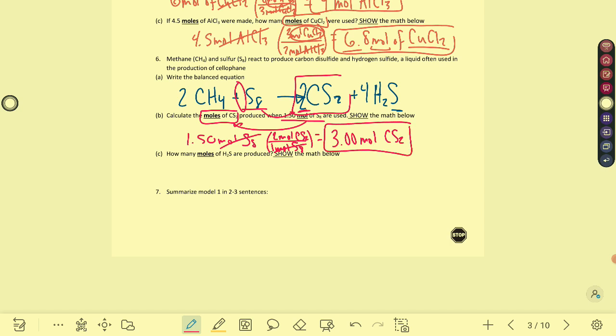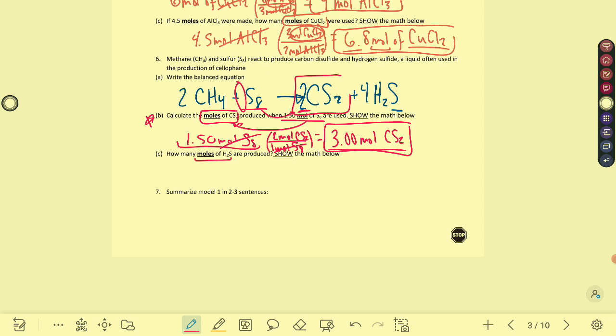All right, how many moles of H2S? So again, that is hydrogen sulfide because it is not a covalent molecule. Hydrogen is acting as an ion in this situation. So how many moles of this guy are produced given this information? So the fun part here is we can either use this or this. You can either start with 1.5 moles of the sulfur, or you can start with the 3.00 moles of carbon disulfide, because both are true to what we're trying to get.